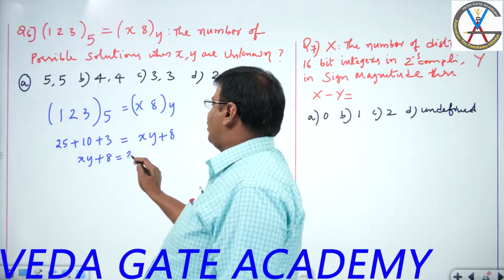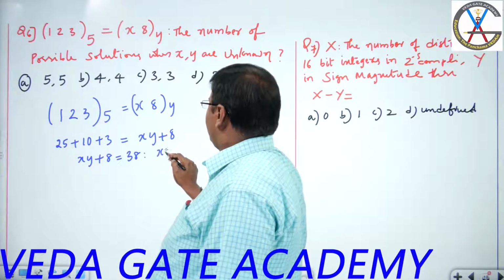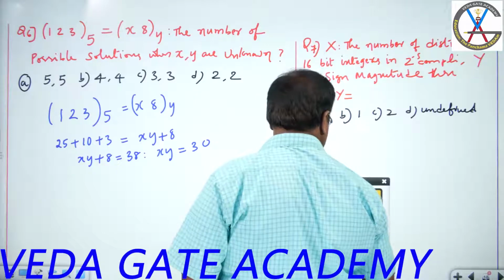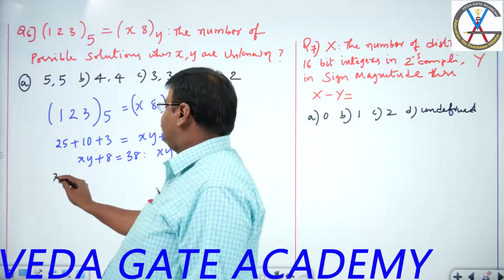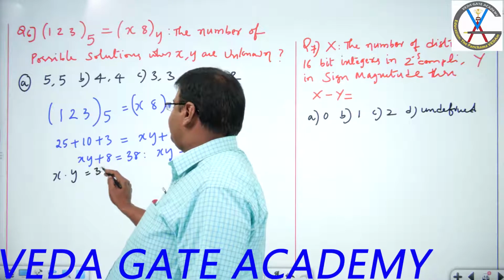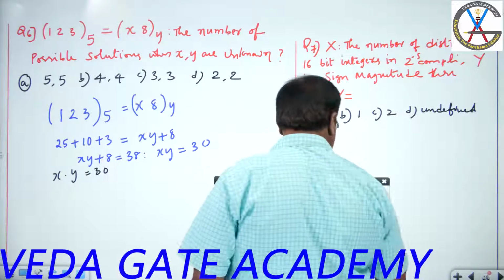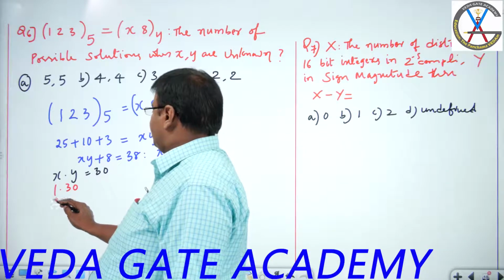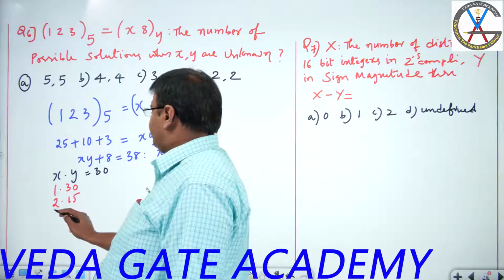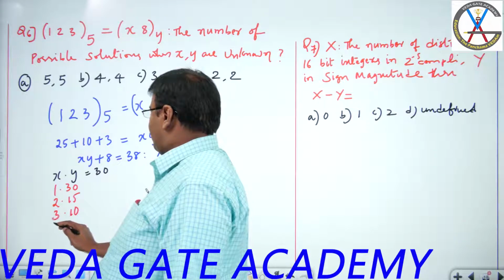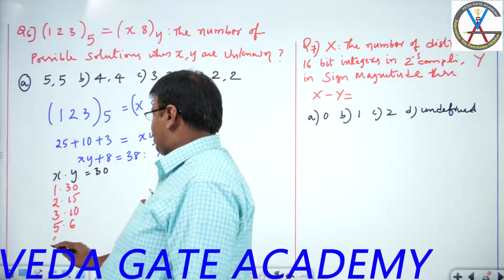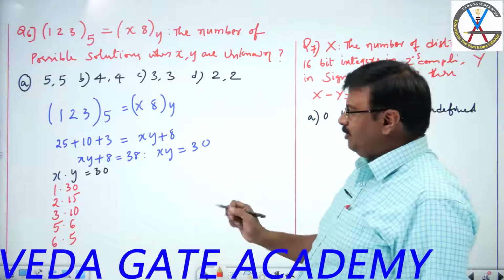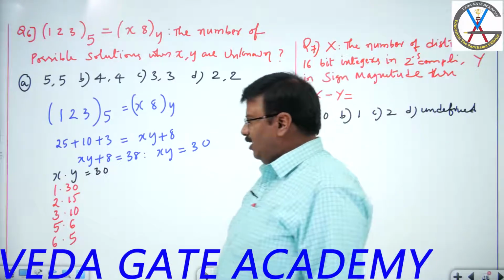Xy plus 8 equal to 38. So xy equal to 30. How many possibilities are there? X into y is equal to 30. Can I say different options? 1 into 30, 2 into 15, 3 into 10, 5 into 6, 6 into 5. So totally 5 options for xy.